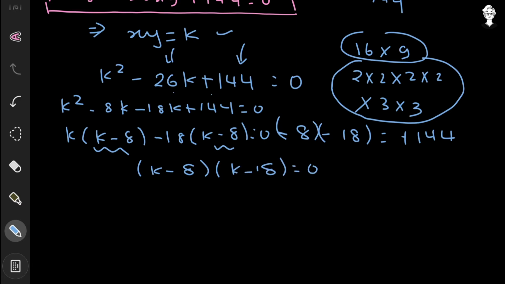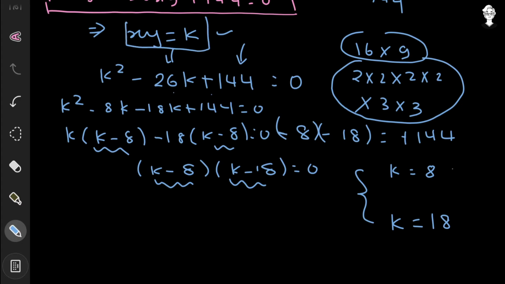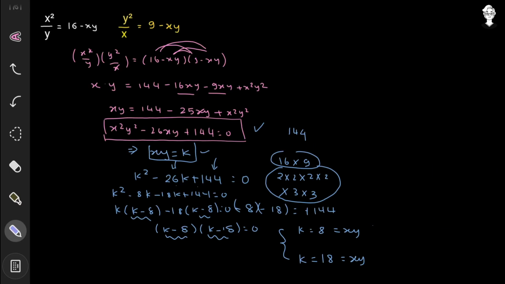to 0. So from here we will have two cases, either this bracket is equal to 0 or this bracket is equal to 0. So when the first bracket is 0, we have that k is equal to 8, and when the second bracket is equal to 0, we have that k is equal to 18. And remember that k was equal to x into y. So we have the value of x into y, that is either 8 or else x into y is 18. So here we have got two values of x and y, that is either 8 or else 18.